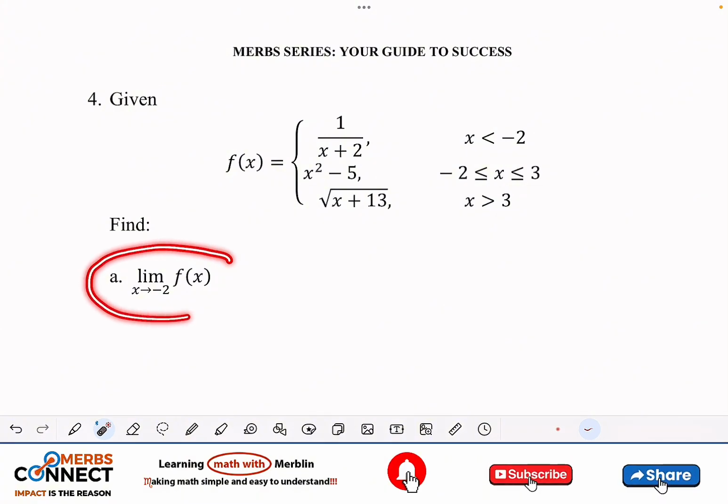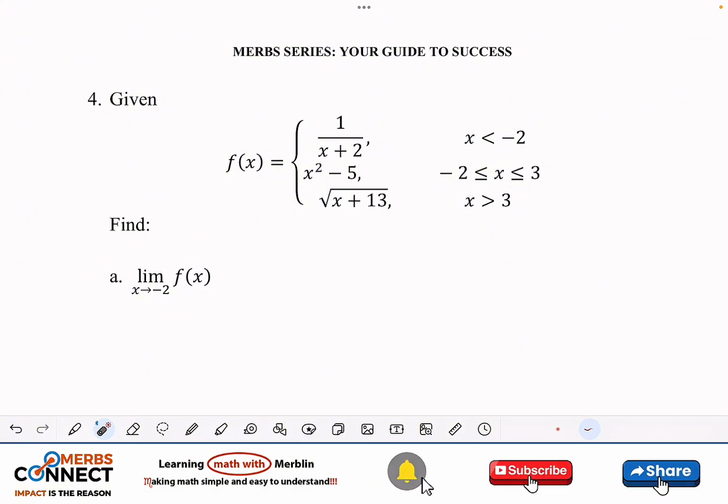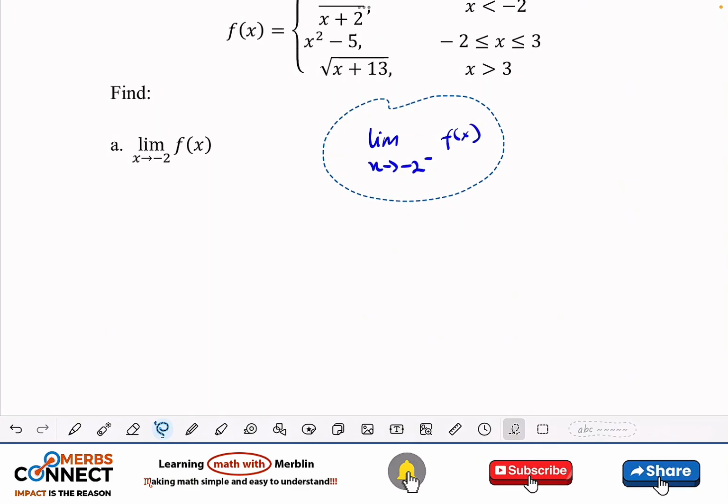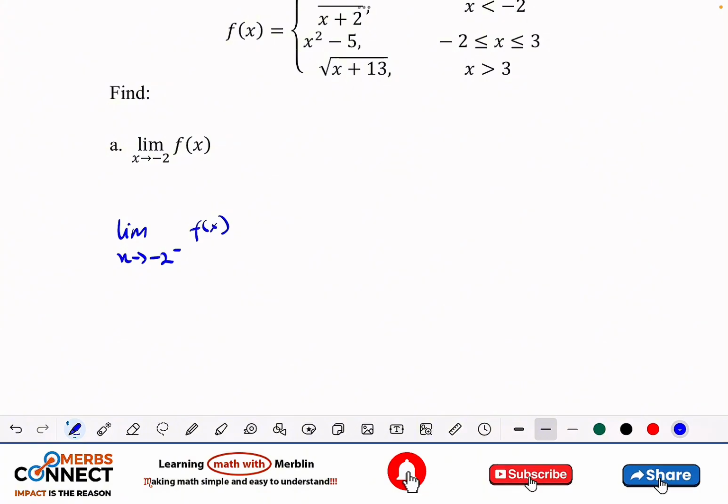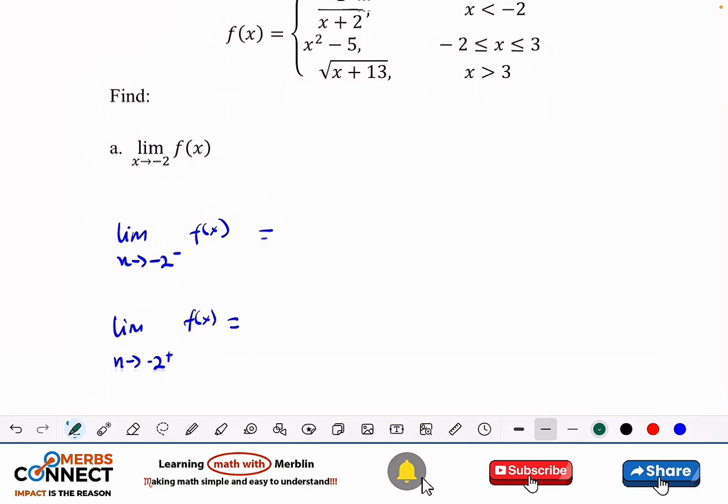So for me to conclude on A, I need to solve for the limit as x approaches minus 2 from the left and from the right before I can conclude on this. So I need to look for the limit as x approaches minus 2 from the left of f of x, right? So let me just bring it here. And then the limit as x approaches minus 2 from the right of f of x. So these are the two things that I need before I can conclude.